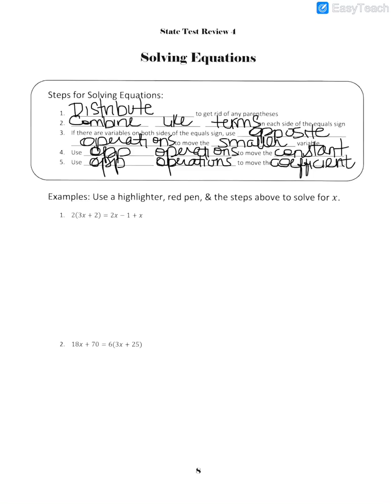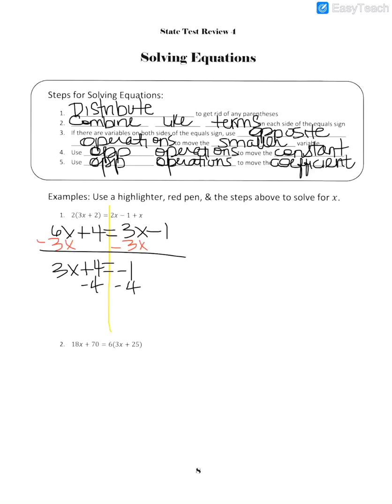All right, number 1. Okay, first thing we want to do is distribute the 2. So we get 6x plus 4. On the right, we can combine like terms, 3x minus 1. Okay, we have x's on both sides, so we're going to minus the 3x because it's smaller. 3x plus 4 equals negative 1. We're going to minus the 4. 3x equals negative 5. Divide by 3. So my answer is negative 5/3.